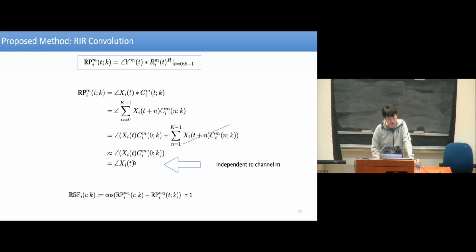Over here, you can see that this number becomes totally channel independent, because the M is on the C and the C is crossed out. Because of that, if we take two different channels like M1 and M2 and calculate the phase difference of this RP, we find that this number goes to 0 and its cosine becomes 1. That solves the problem of how we cancel out the reverberation's impact on our mixture.